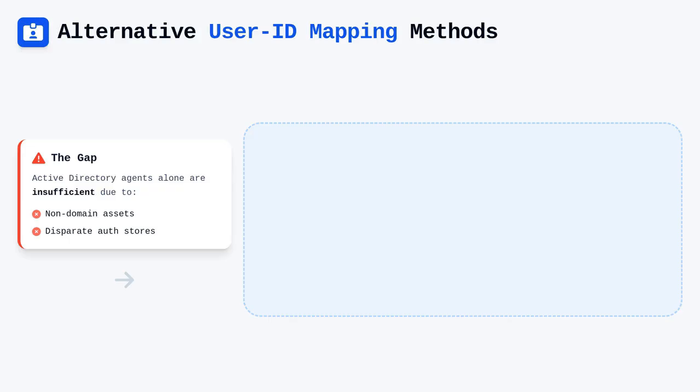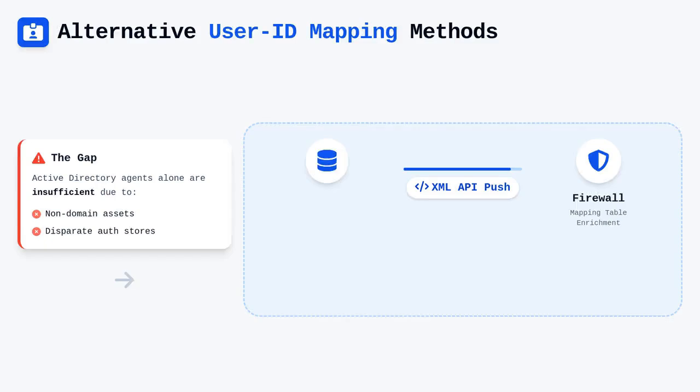When we talk about alternative User-ID mapping methods, we are essentially discussing the enrichment of the firewall's mapping table from non-standard sources. One primary mechanism is the use of the XML API, which allows administrators to send custom mapping updates directly from an external management system or a script. This is particularly useful in environments where you might have a homegrown portal or a database that tracks user sessions and IP addresses in real time.